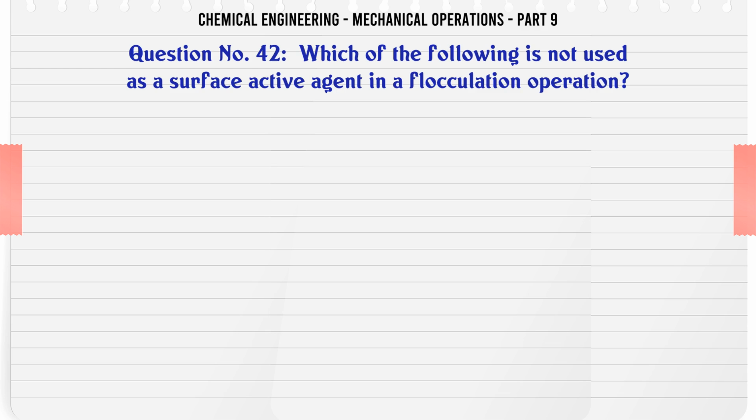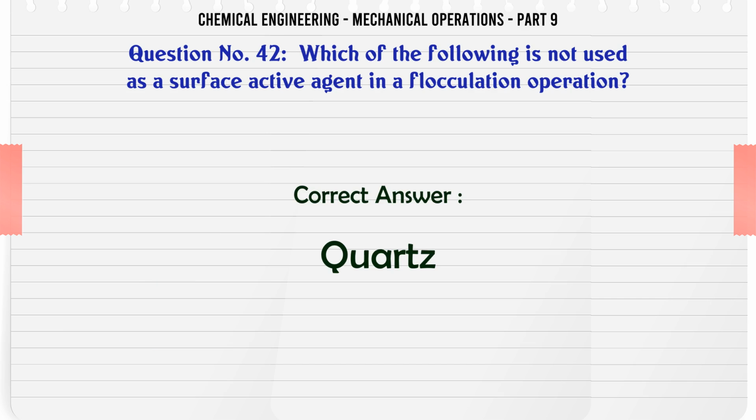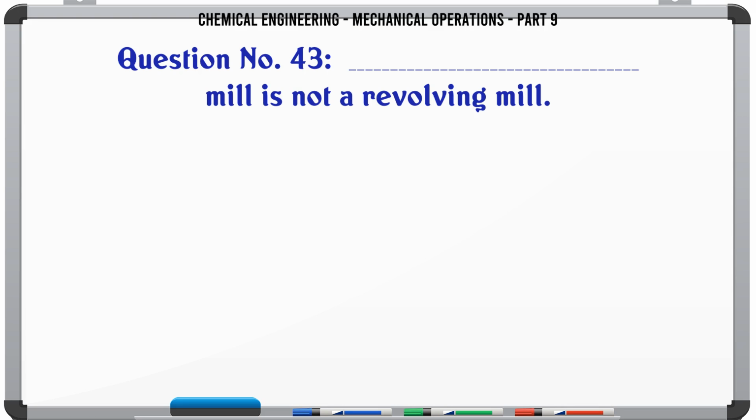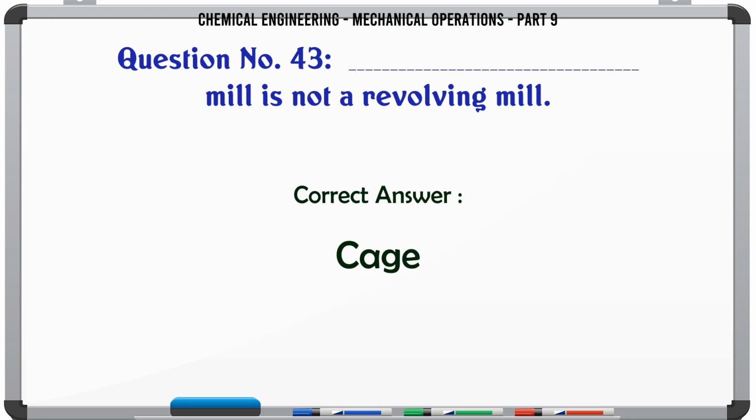Which of the following is not used as a surface active agent in a flocculation operation? A. Sodium silicate, B. Quartz, C. Lime, D. Alumina. The correct answer is quartz. Which mill is not a revolving mill? A. Pebble, B. Compartment, C. Cage, D. Tube. The correct answer is cage.